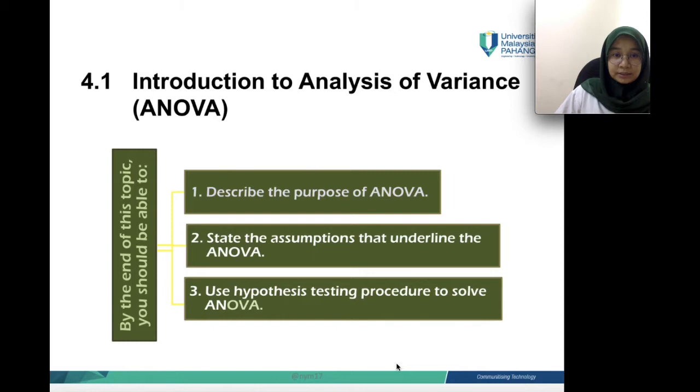So next, introduction to ANOVA. In this 4.1, we will describe the purpose of ANOVA, what are the assumptions in ANOVA, and what is the procedure to solve ANOVA. Actually in ANOVA, we also use the hypothesis testing procedure. So let's recall the hypothesis testing procedure. Step number 1 is formulate the hypothesis. Step number 2 is test statistics. Step number 3 is critical region. Step number 4 is decision: you want to reject or accept the null hypothesis. And step number 5 is the conclusion.